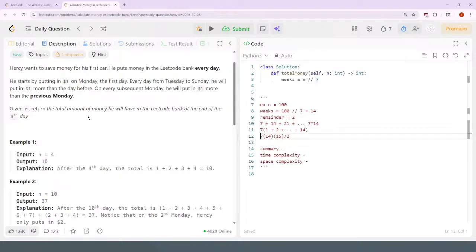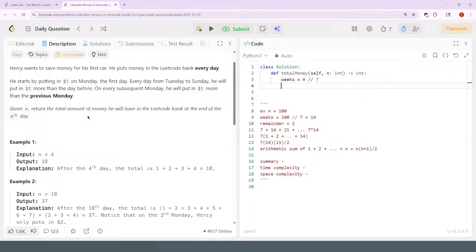That's just using the arithmetic sum of 1 plus 2 plus up to n is equal to n times n plus 1 over 2. So n in that case is 14. So that's the whole amount of money for the number of weeks, and then there'll be some remainder, which would be n mod 7.